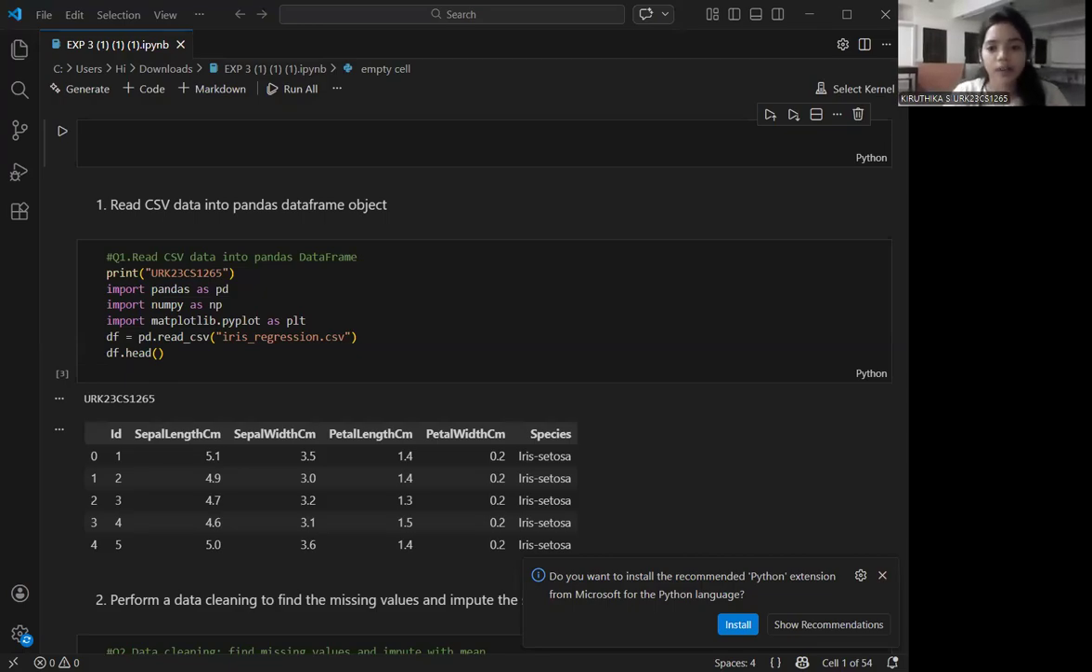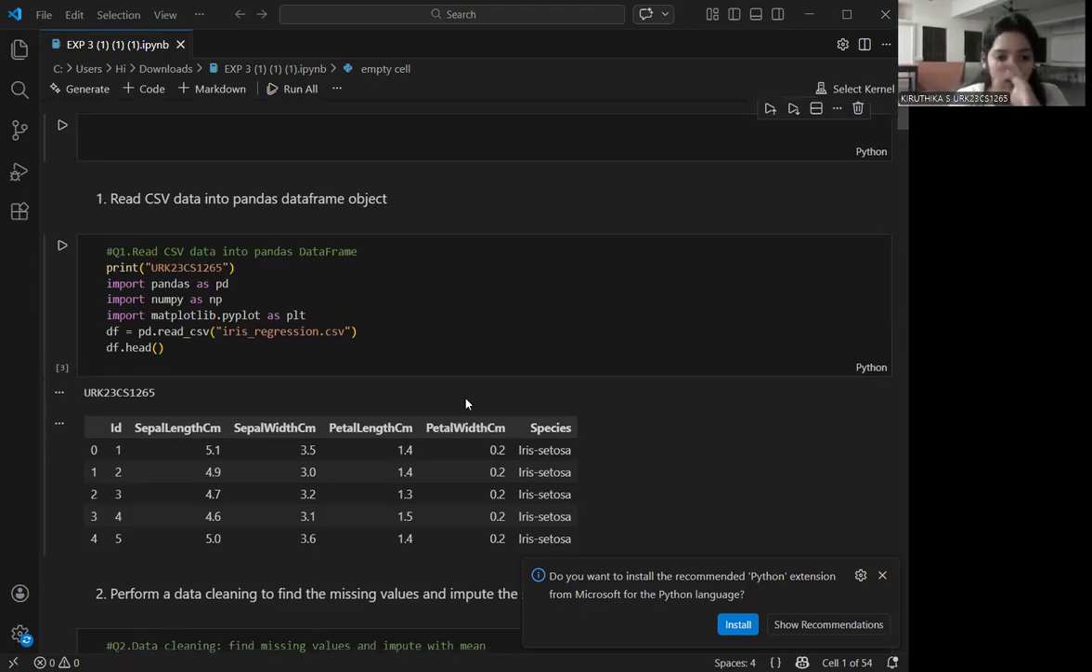Good evening, everyone. In this video, I'm going to explain the Machine Learning Techniques Lab experiment on regression analysis. In this experiment, I perform three machine learning techniques in Python: simple linear regression, multiple linear regression, and logistic regression. And the first one is simple linear regression.